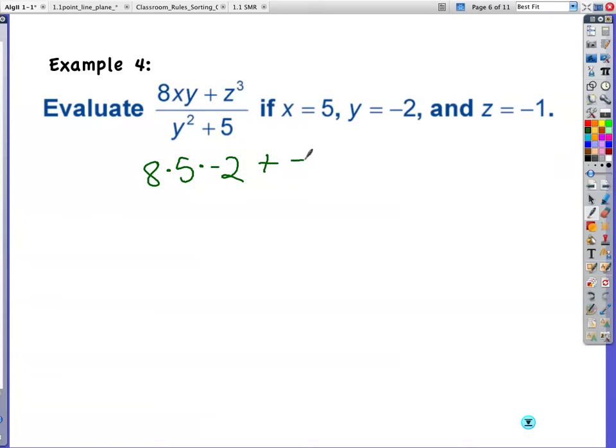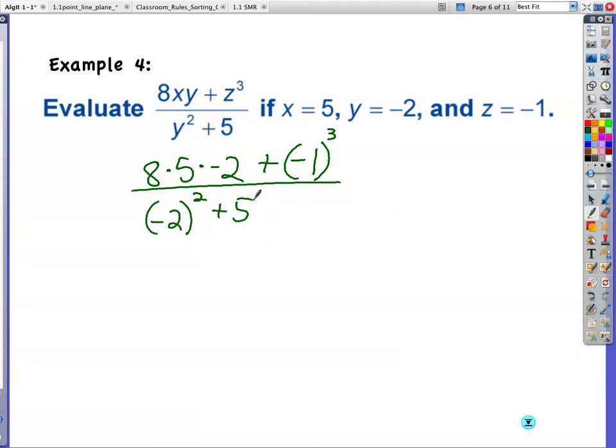cubed, well my z is negative 1. I'm going to put that in parentheses to the third power, just to kind of say, hey, it's negative 1 that's going to the third power and not like a minus 1. I think it just clarifies a little bit. Y squared, so I have negative 2, once again, I'm going to be careful and put that in parentheses, and then plus 5.